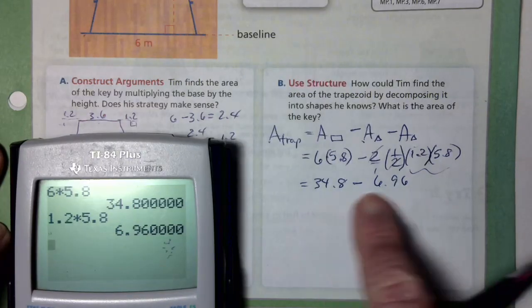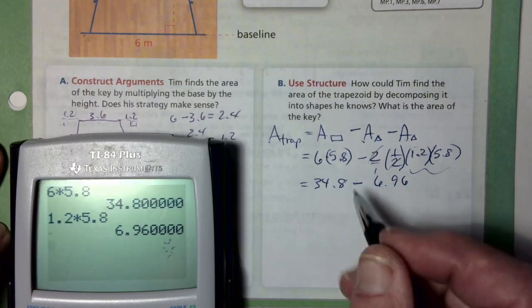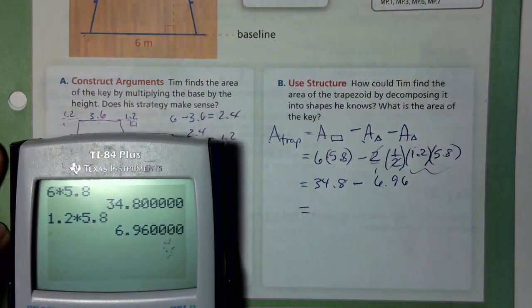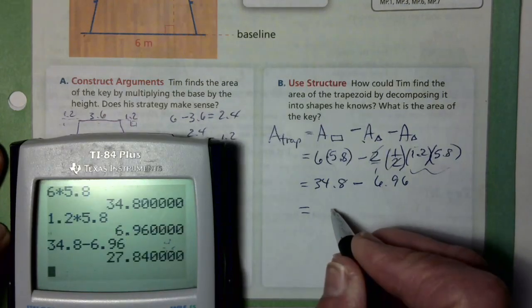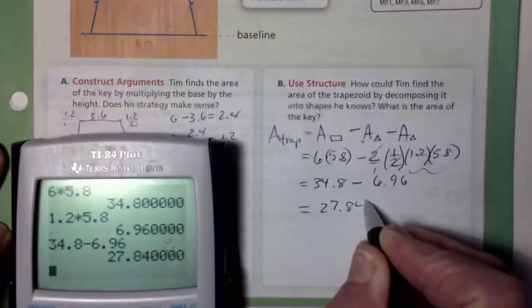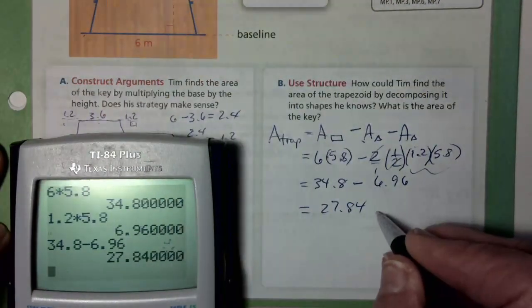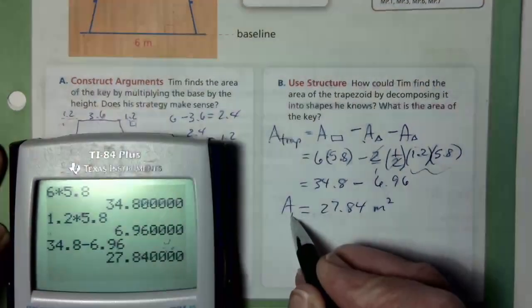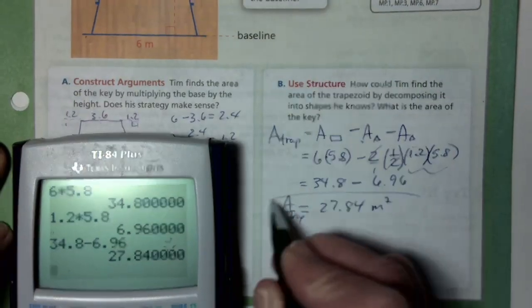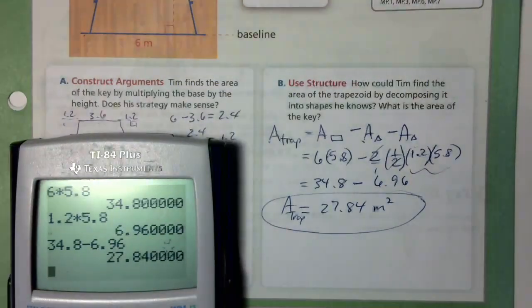Okay, now we need to subtract these triangles off this rectangle and we will have the trapezoid. So we're going to put back in the 34.8 and subtract off the 6.96. And we get 27.84. It was meters, so it should be meters squared because area is always in square meters, or square units, not meters every time.